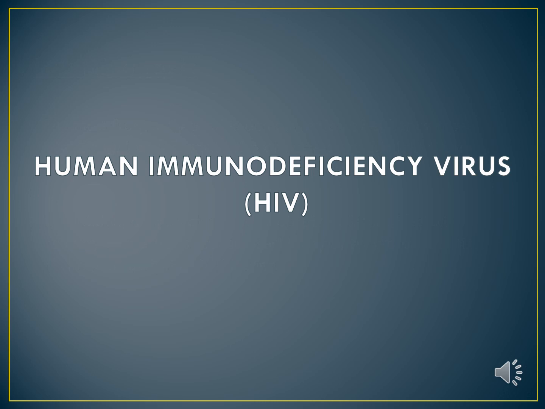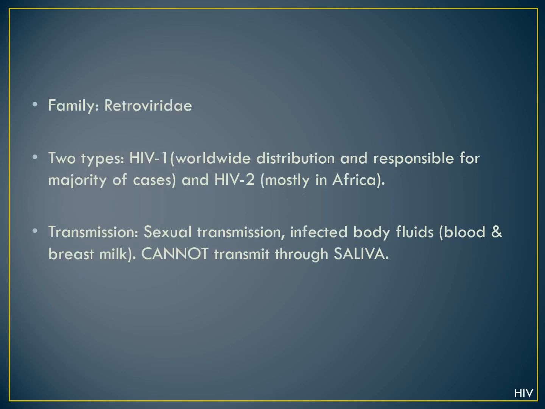So next we'll be talking about HIV. HIV is also known as human immunodeficiency virus. So the family of HIV is known as Retroviridae, and there are two types of HIV, which is HIV-1 and also HIV-2. HIV-1 is basically the worldwide distribution and responsible for the majority of the cases, which is common to us. And HIV-2 mostly occurs in Africa, mostly the east side of Africa.